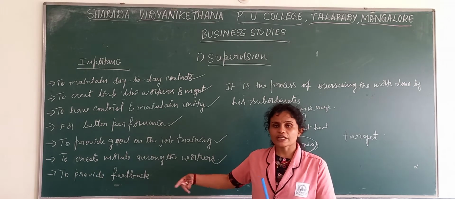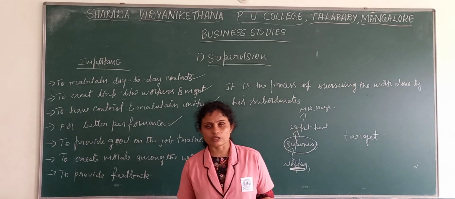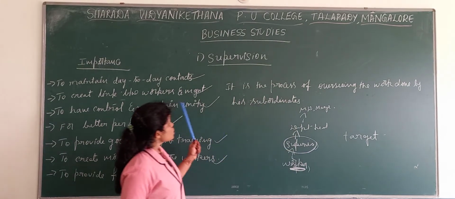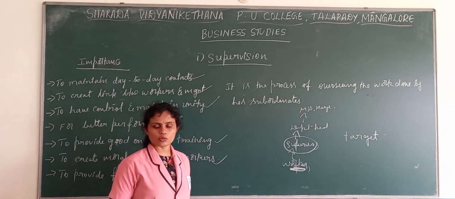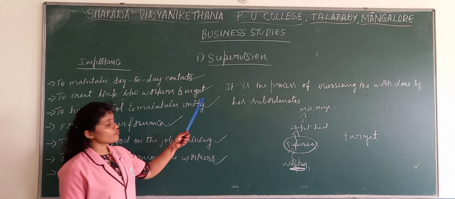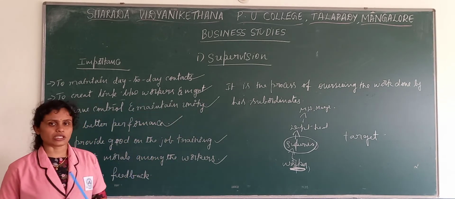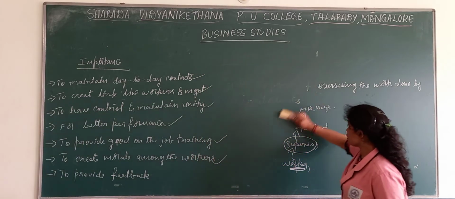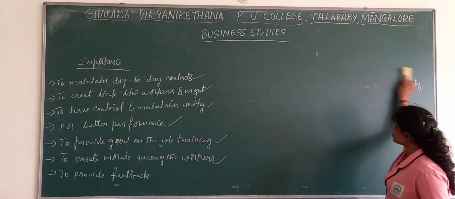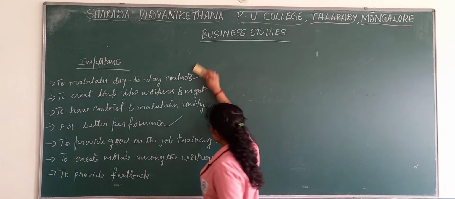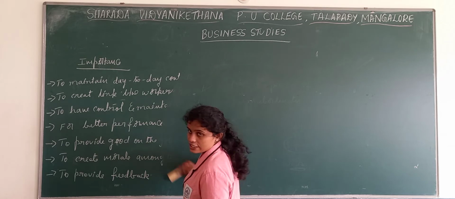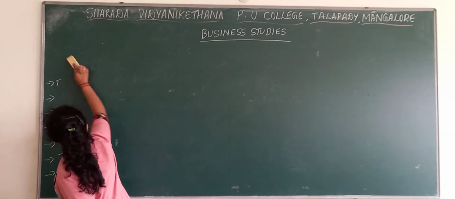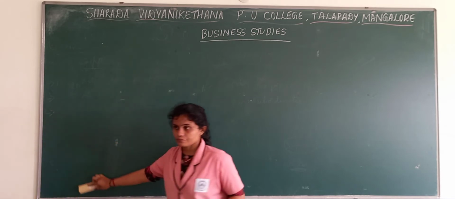If they are making some mistake, he has to tell them that this is your mistake, you have to correct. So this is about supervision, the first element. In case of supervision, we covered what supervision is and its importance. Next, we will see the next element. As I said, there are 4 elements in case of directing. The first one, supervision, we have completed just now. Next comes motivation. We will see what you mean by motivation.